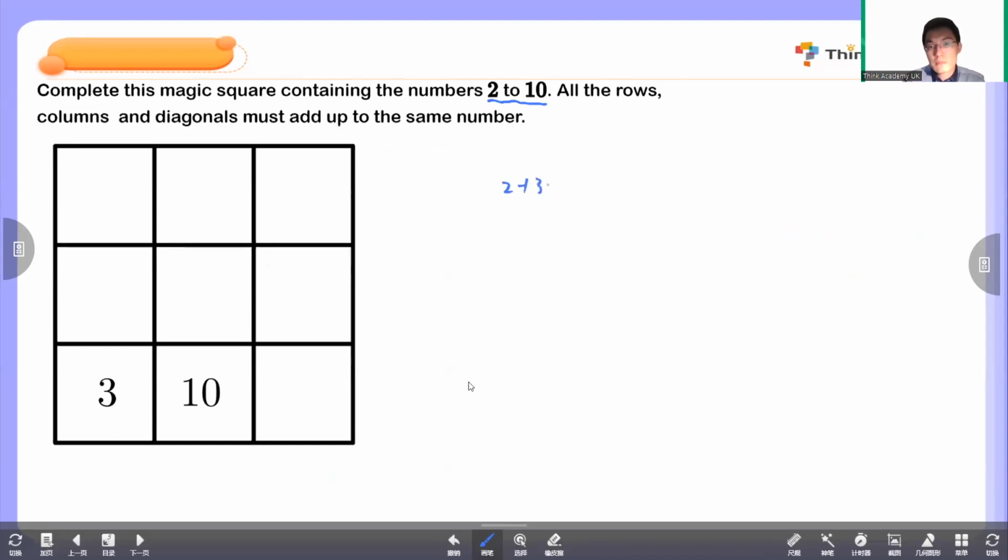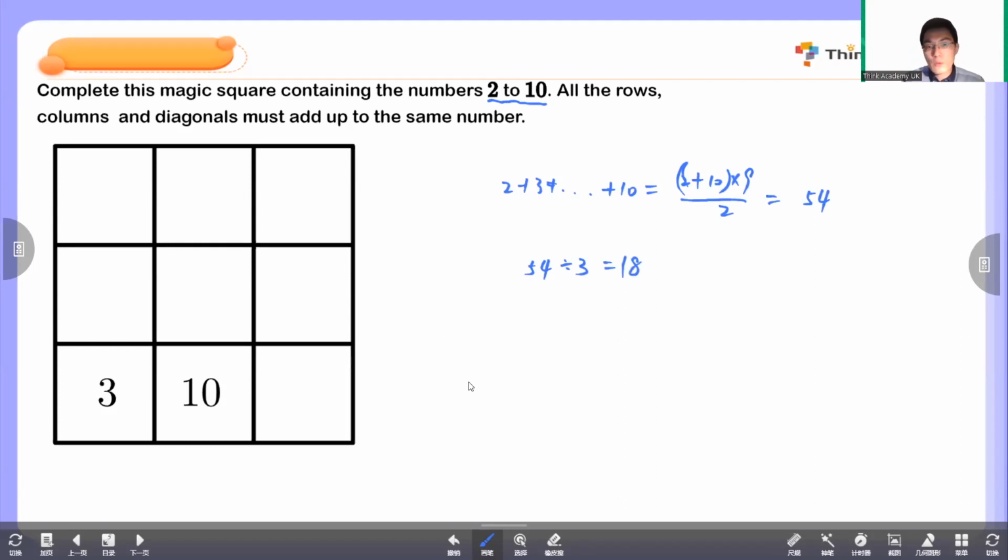Okay. So you find that it is hard to find out the magic sum. We can find the magic sum, which is 2 plus 3 plus all the way to 10, and that will give us first term plus last term times the number of terms, 9, and divide by 2, which will give us 6 times 9, 54. So the sum of 2 to 10, the sum of all 9 numbers, is 54. And then we can have 54 divided by 3, which is 18.